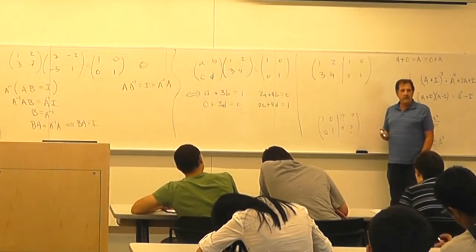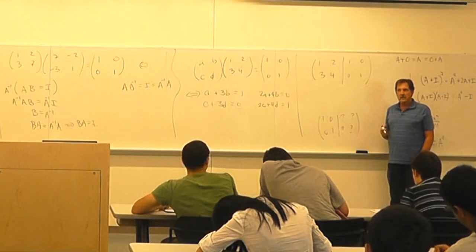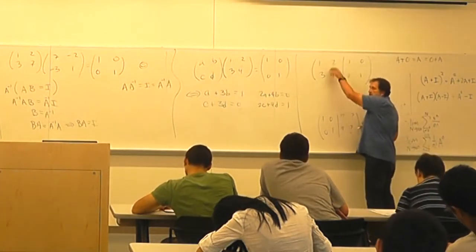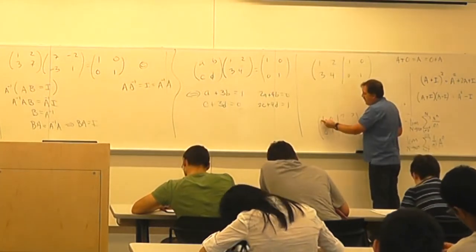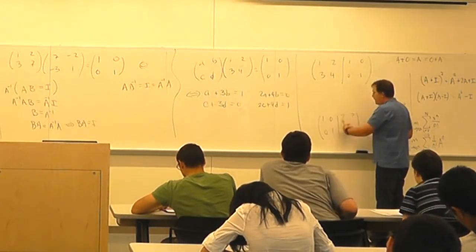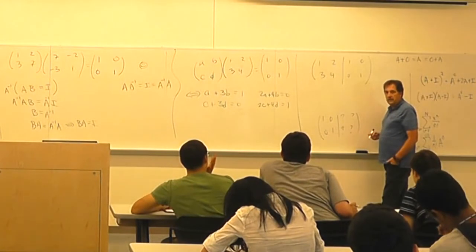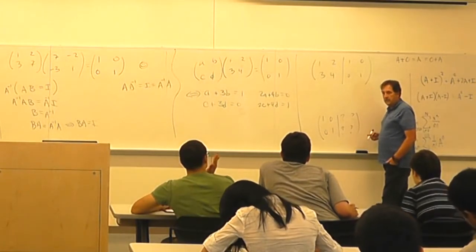And then I will have my answer. Is it clear to people that this is okay? That if I just start row reducing this thing, that will tell me what A is. Well, this will tell me my answers in terms of A, B, C, D. Right? You have a question?